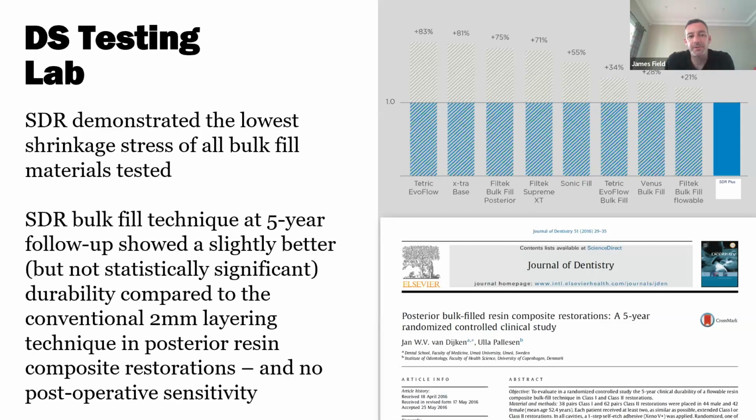And what you can show in these papers is that the bulk fill technique at 5 years wasn't statistically significant, maybe slightly better durability compared to conventional incremental layering of composite resins, and no postoperative sensitivity. But what that's basically showing as a result is that you can use a faster solution here with no significant difference in clinical outcomes.